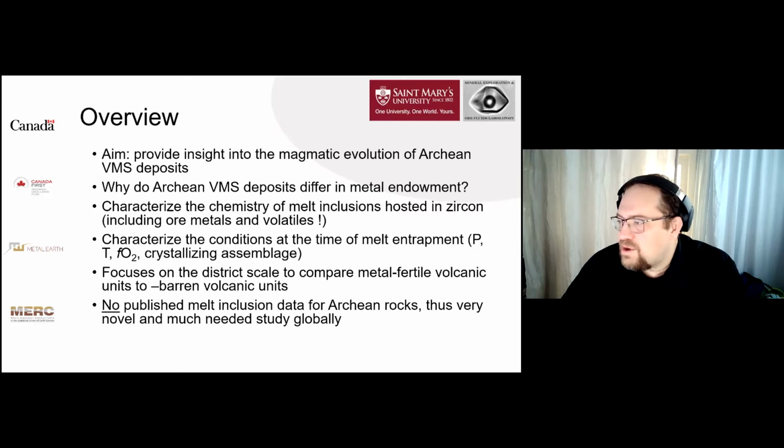And all of those parameters together give us information about the fertility of VMS magmas. Specifically, can we identify using melt inclusion studies whether or not a specific magma in history was good at generating the right type of ingredients for VMS systems, or was it poor at doing that?